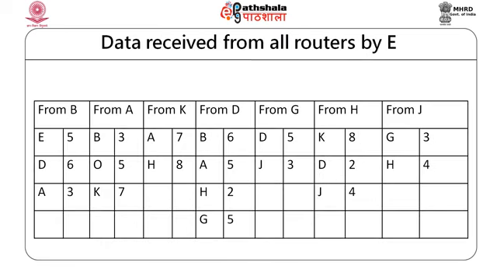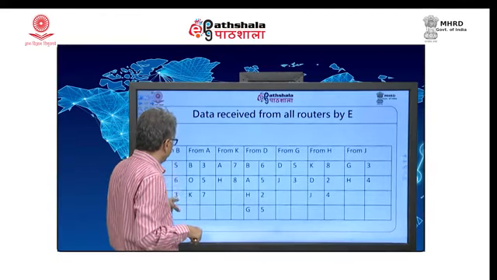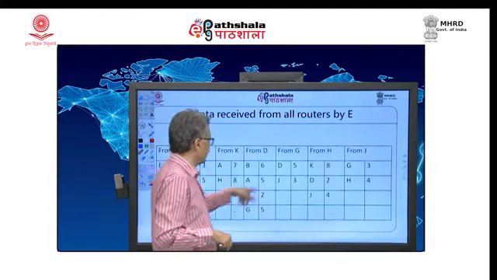Here is an example of how you have data received from all routers in the case of E, the first network that we have seen. Here it is, and I receive from everybody else in the network, and here are the neighbors of B and here are the delays. So, this is what I have.